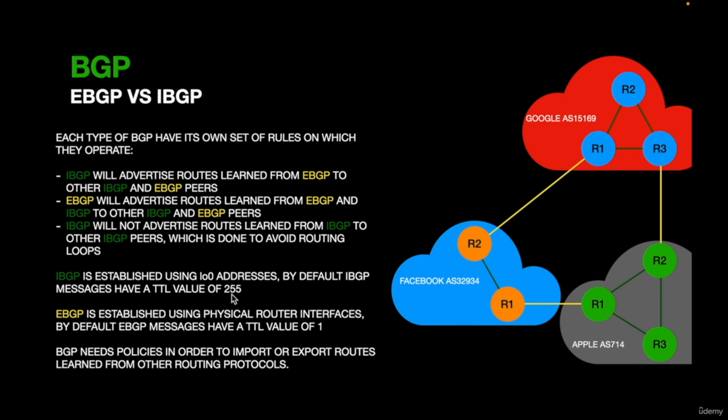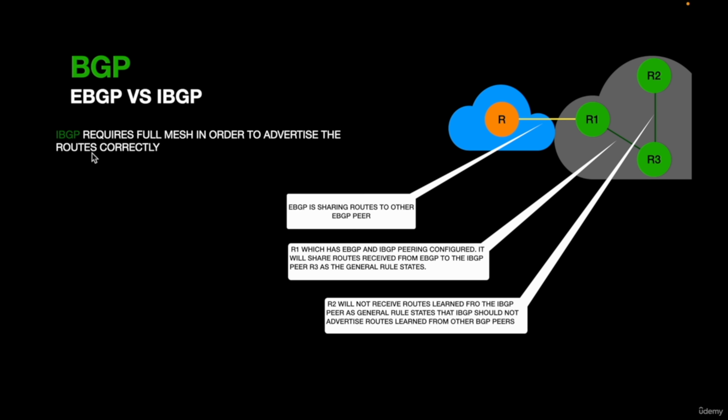Also, there is not a general rule to use loopback interfaces for iBGP. You can use physical interfaces as well to form the iBGP neighborship relations. Also, iBGP and eBGP will not import routes by default. You need to teach them which routes to import and which routes to export. So it's important to know that iBGP requires full mesh in order to advertise the routes correctly.